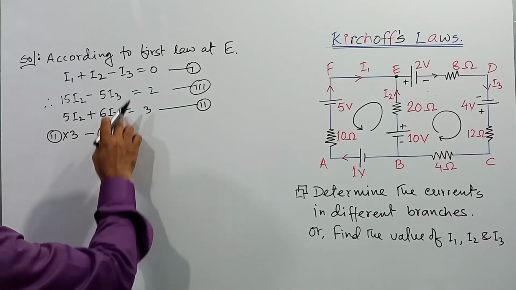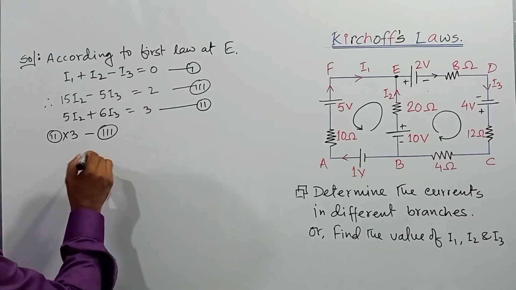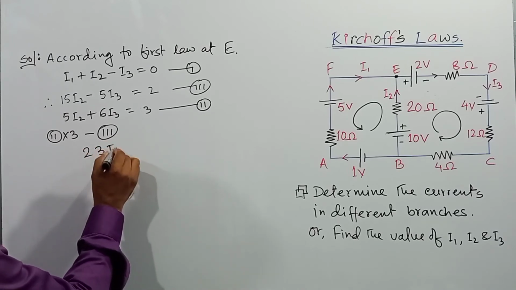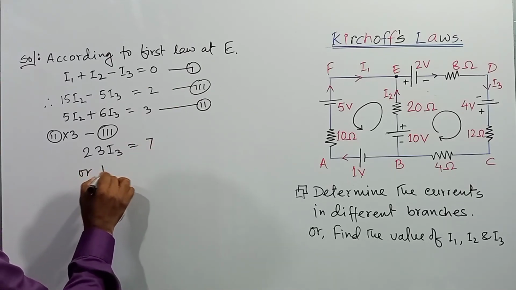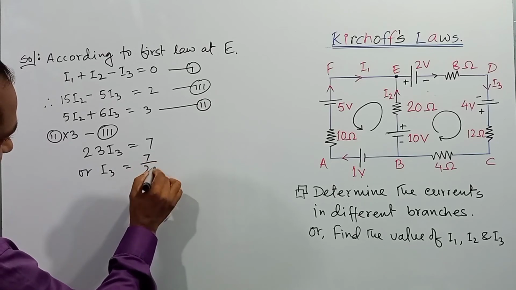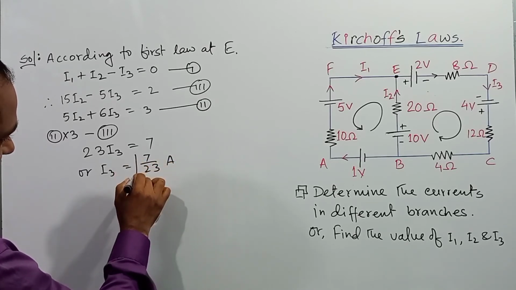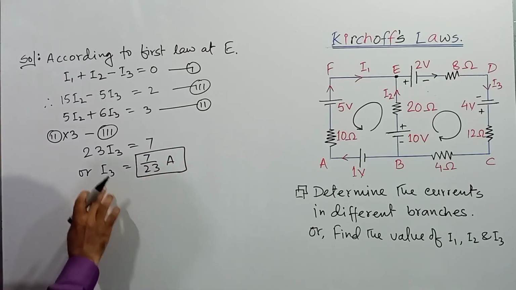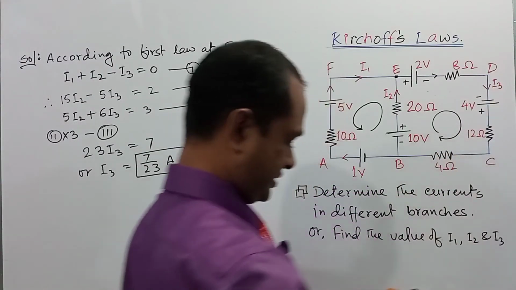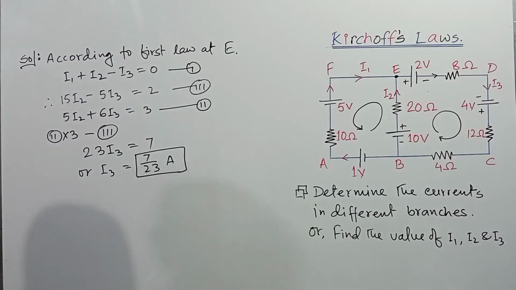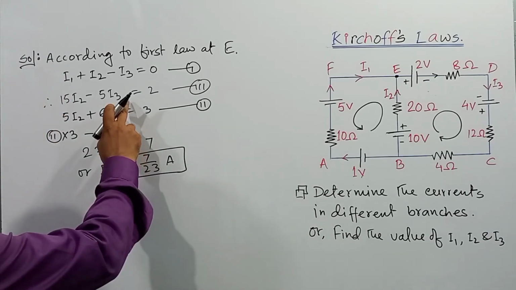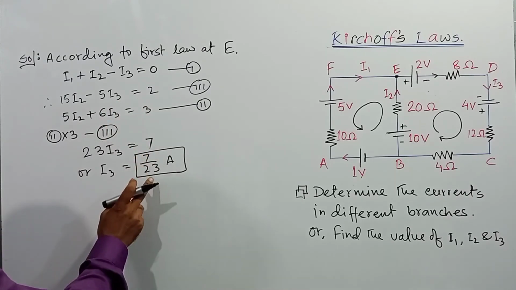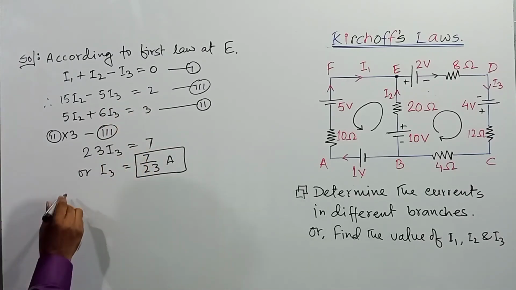In that case 18 plus 5, 23 I3 will be 9 minus 2, 7, or I3 will be 7 divided by 23 ampere. So this is the value of I3, that is 7 by 23 ampere. Now we are going to use the value of I3 in equation 2.